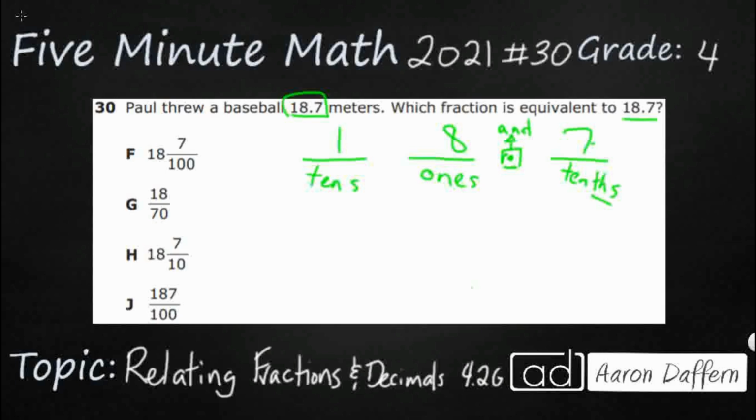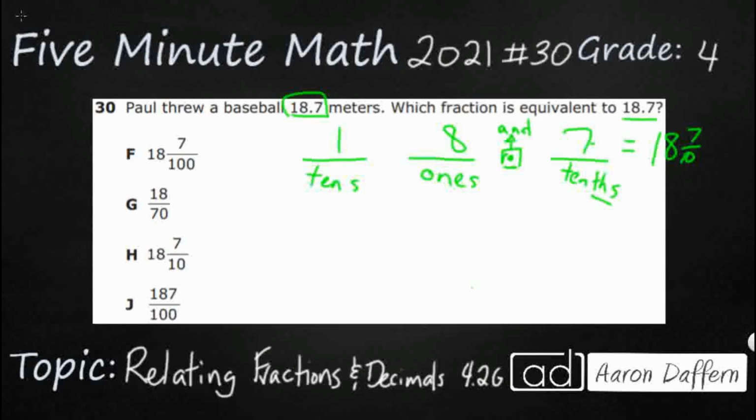So we can say it's 18 and 7 tenths, and hopefully you're hearing an answer there. You're hearing 18, so that's our whole number, and that means we're going to get into the fraction, 7 tenths. So 18.7 is the exact same as 18 and 7 over 10 as a mixed number.